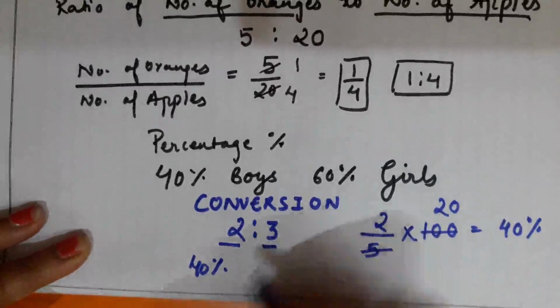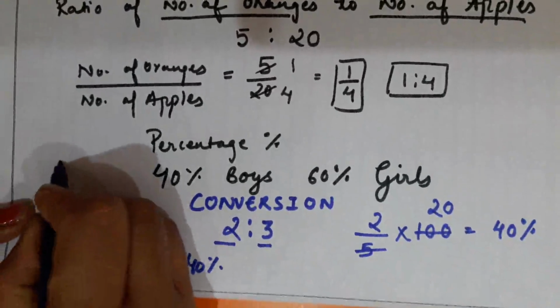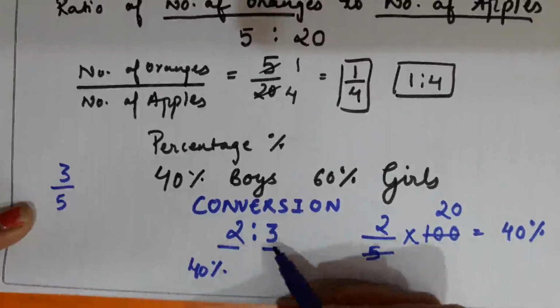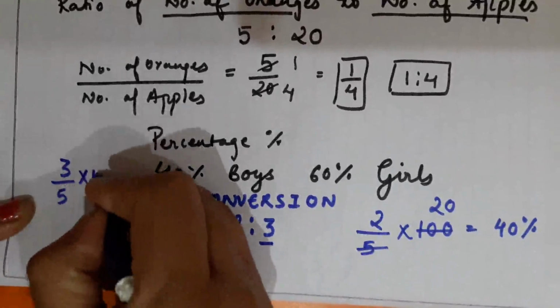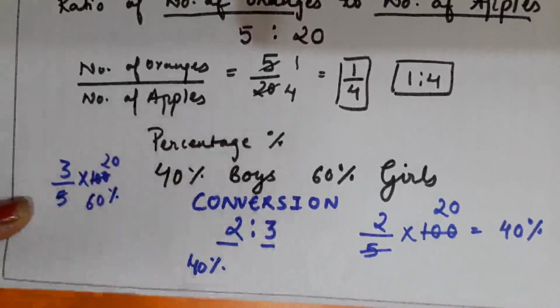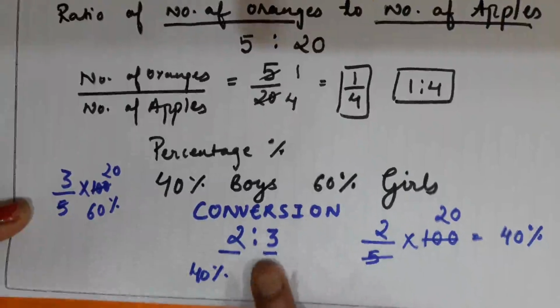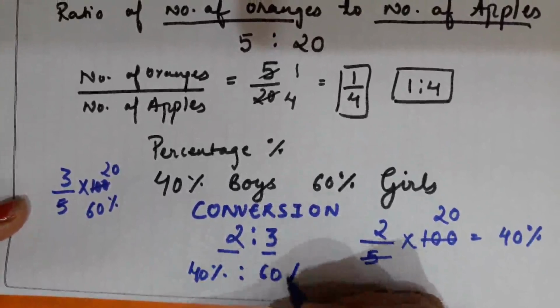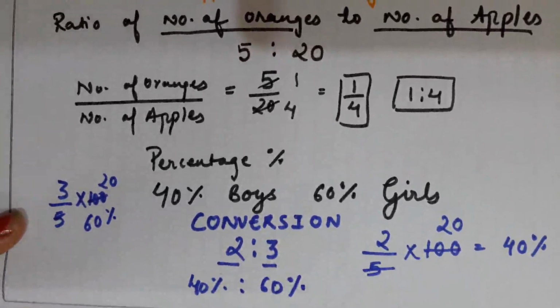Now let's see about 3. Take 3 as the numerator, upon 5, because 2 plus 3 is 5, into 100. It gives you 20 times 3, that is 60%. So I am just converting this 2:3 into percentage, and now you are getting this in percentage format.